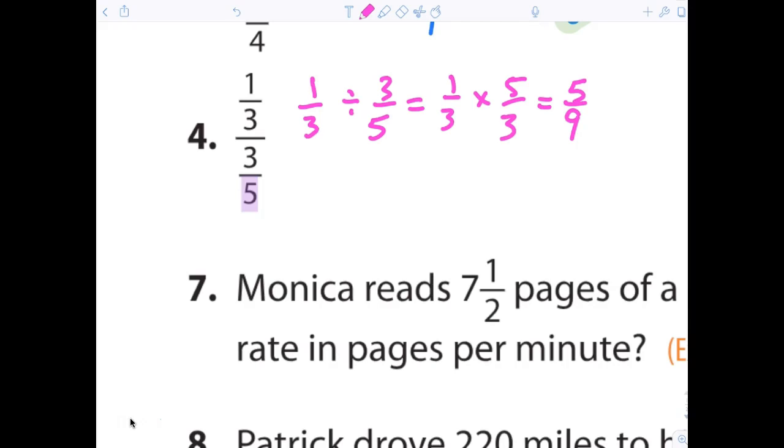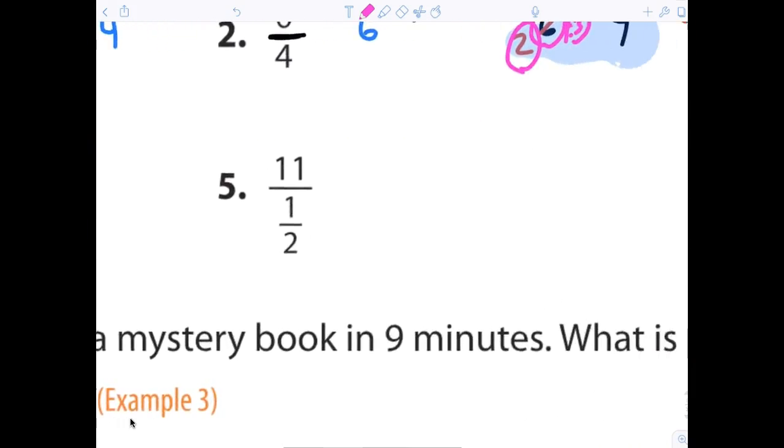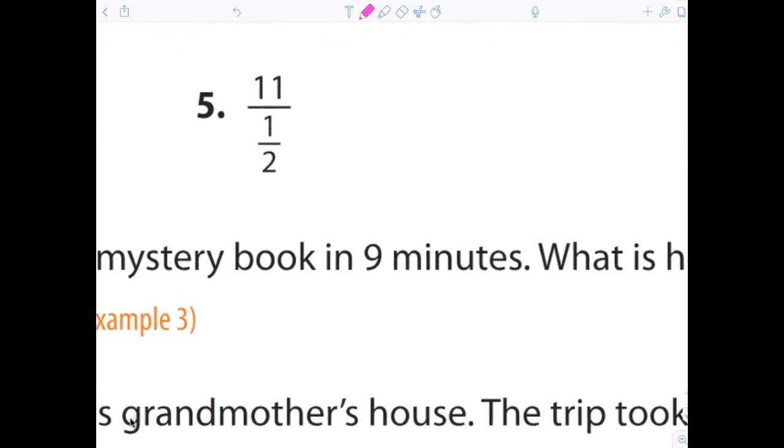All right. Do the next one. Number 5. What does that say for number 5? 11. What do you think 11 divided by 1/2 is, real quick? Say it. Yes.